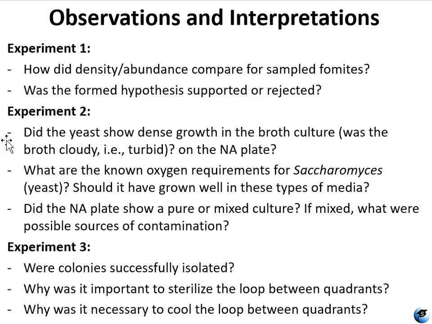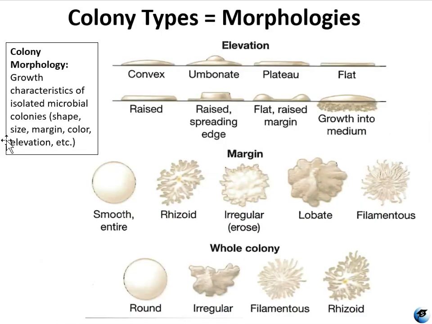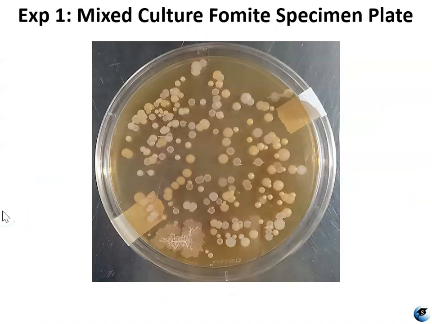For experiment 3, you're going to be talking about whether or not you have successful isolation of colonies. And you're going to discuss why it was so important to sterilize the loop between quadrants, and why it's necessary to cool the loop between quadrants. And again, here are some of the terminologies and things you're looking for when you're describing colony types and colony morphologies. You have things like shape, size, margin, color, elevation. This is an example of what you might see on your Ubiquity plate.